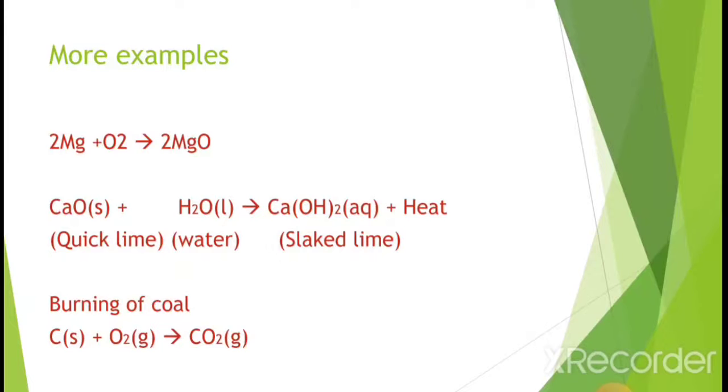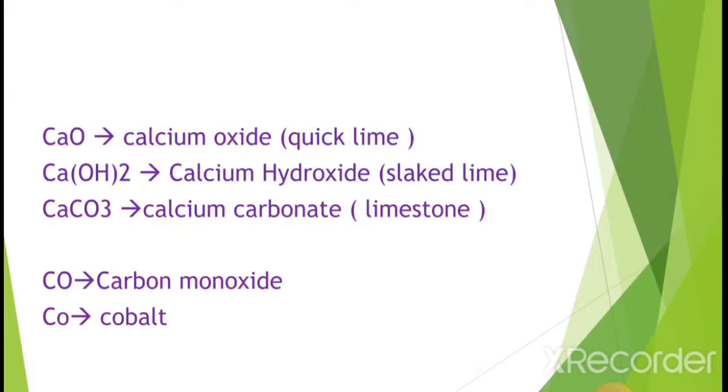Another one is burning of coal. When carbon reacts with oxygen, it gives carbon dioxide. See, I have written it clearly what is what, so you can take a screenshot of it. Calcium oxide is quicklime, calcium hydroxide is slaked lime, and calcium carbonate is limestone. These three things you have to remember properly. And here I have written CO, that is carbon monoxide, and another Co, that is cobalt, so you may not get confused.